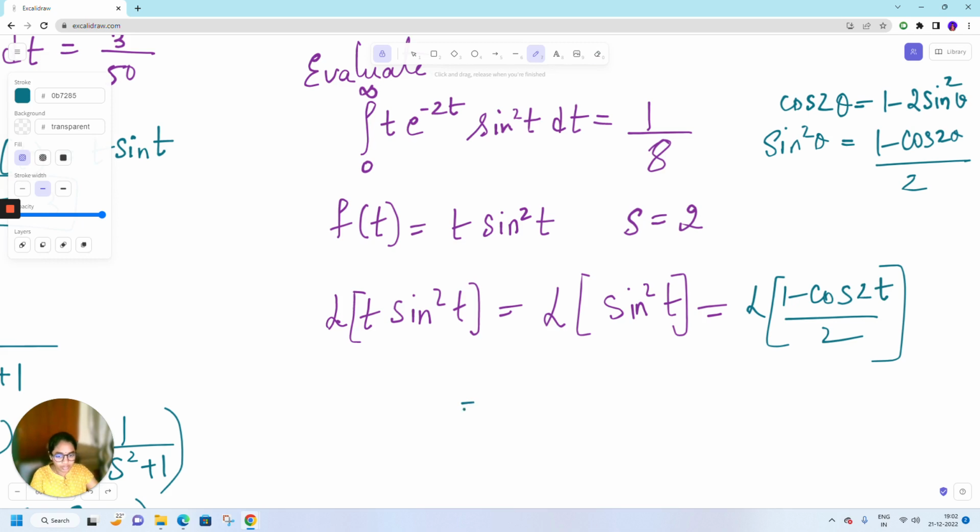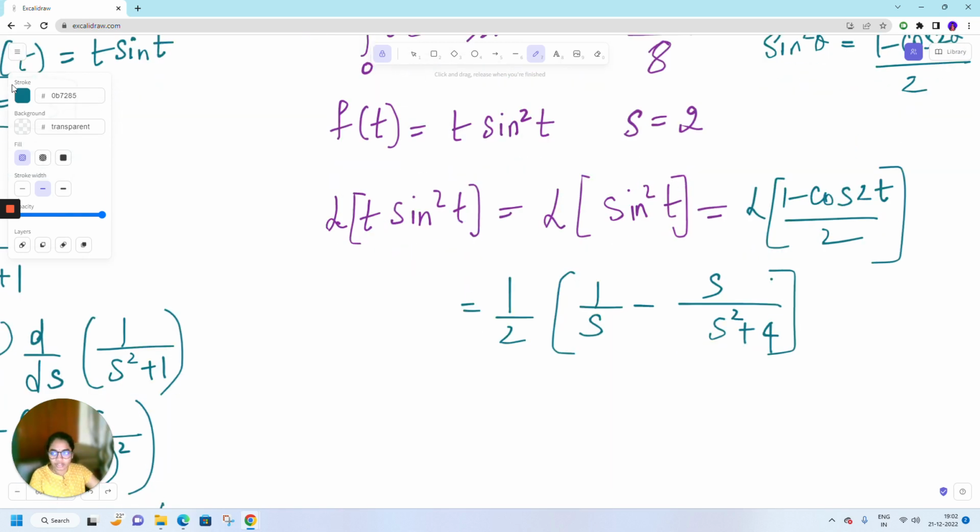So let me write it as t. Now half is a constant, I can take it out. Laplace of 1 would be 1 divided by s, minus, what is the Laplace of cos 2t? It would be s divided by s squared plus 4. What else do we have? We have to find the Laplace of t sine square t now. Okay, what is the Laplace of t sine square t? We have t to the power 1, so we would have to differentiate it once.